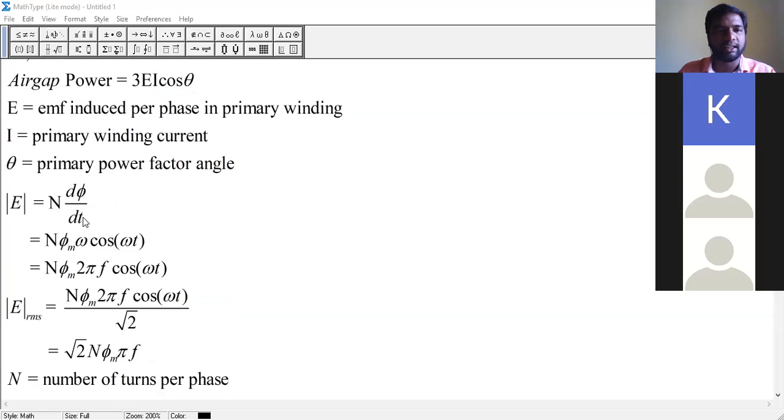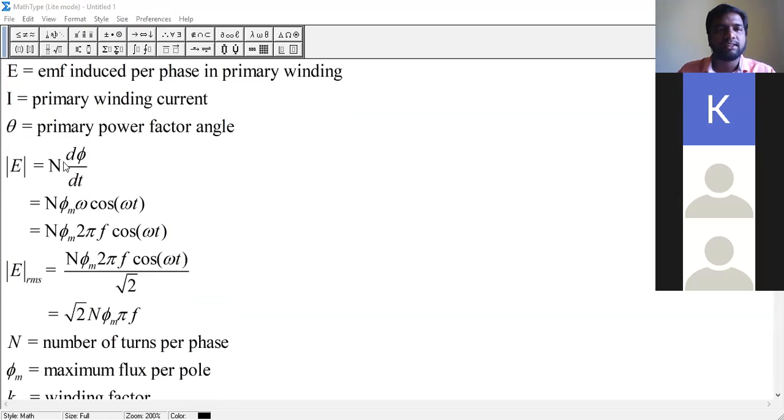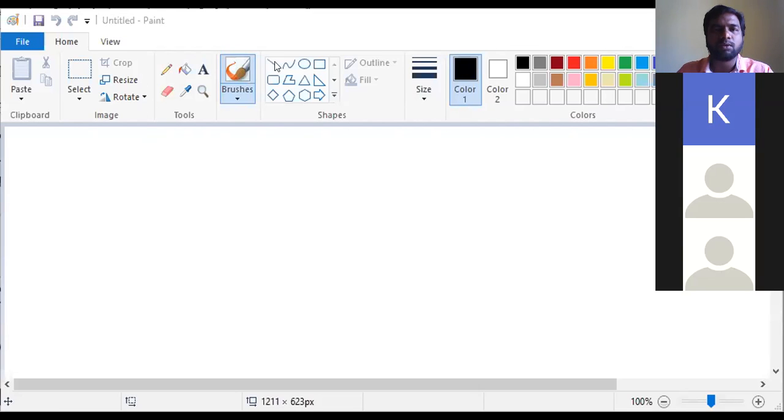N into dφ/dt. And here, since it is an AC machine, this dφ/dt can be replaced by φm into ω into cos ωt. Here generally we mention it as cos theta. So theta is equal to ωt. We know that one. Theta is equal to ωt. Right. So how we are saying that theta is equal to ωt, right? So that we are going for this one. So here we know that theta is equal to ωt.